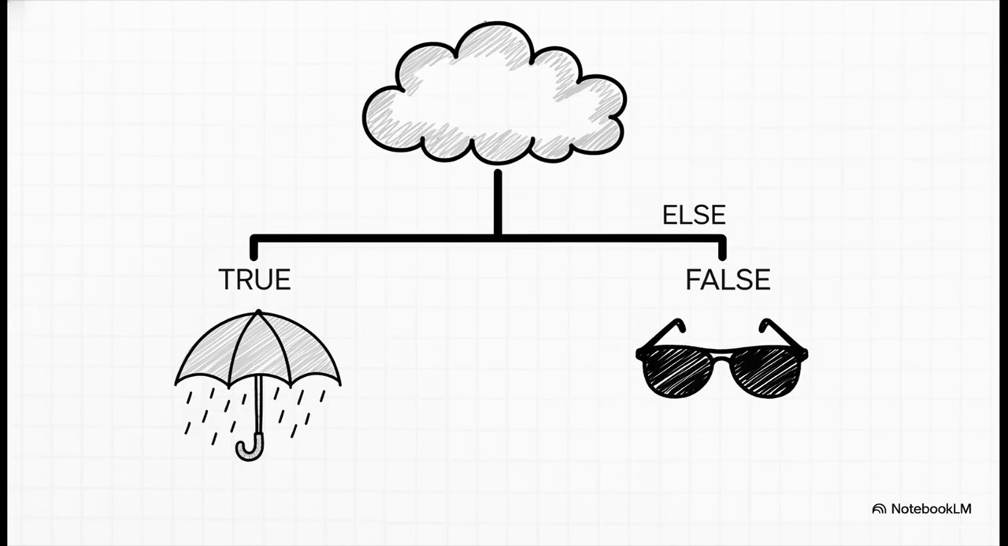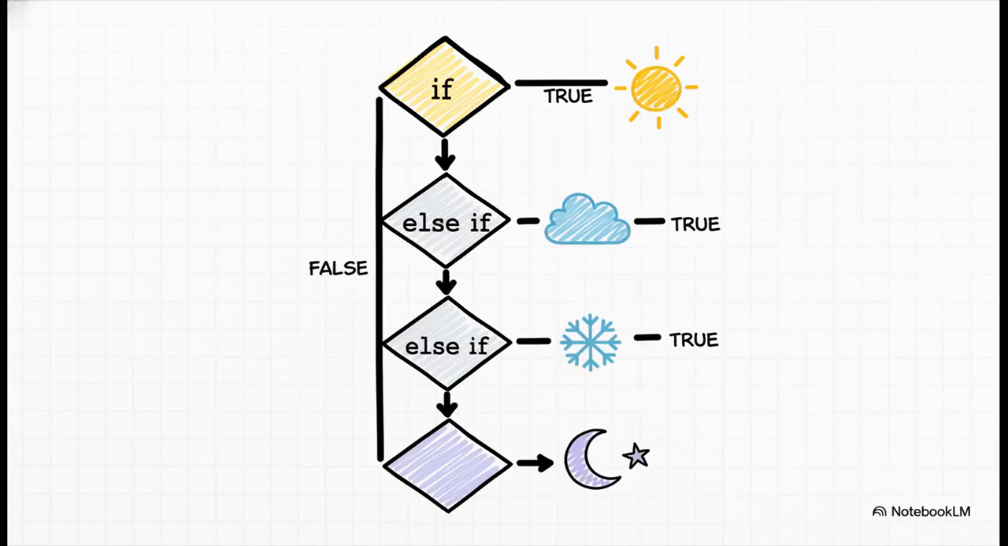wearSunglasses. This creates a guaranteed choice. One of these two blocks is always going to run, but they will never both run. The code has to follow one path or the other. But of course, life isn't always a simple either-or choice, right? What if it's not raining, but it's cloudy, or maybe it's windy? For those situations, you can use else if to chain multiple questions together. It lets you ask a second question if the first one was false, creating a whole ladder of different choices.